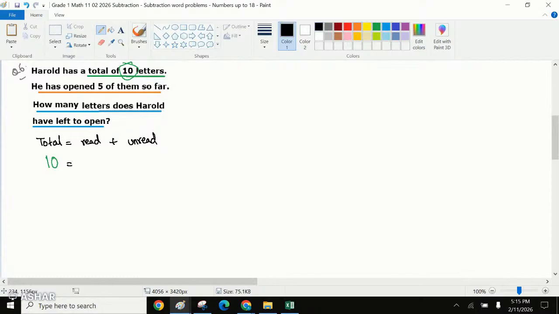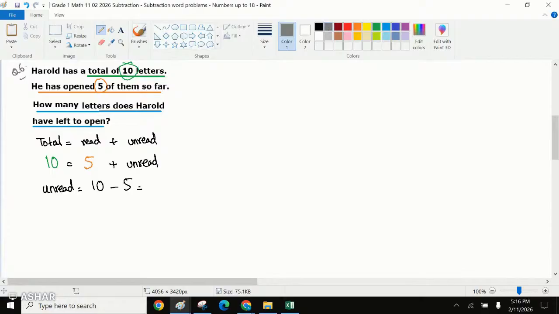How many has he opened? He has read 5 of them, but he does not know how many unread are there. So in order to find the unread, we simply subtract 5, the number of read, from the total, right?